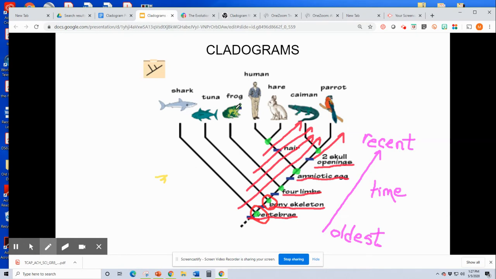The frog is right here, and you kind of don't have to do those. So you have to kind of think it through. Sometimes it's pretty easy. It's the one that's closest. The human right here is more closely related to the hare. They had the more recent common ancestor. So you want to look at the common ancestors, and you also want to look at the number of characteristics that they have in common. So a few of them can get a little bit trickier.